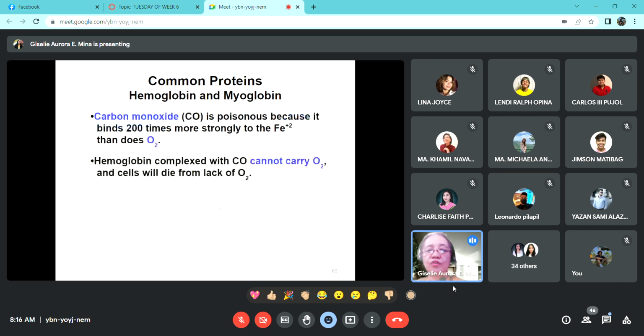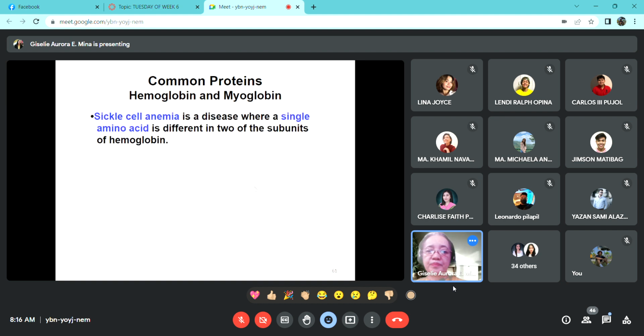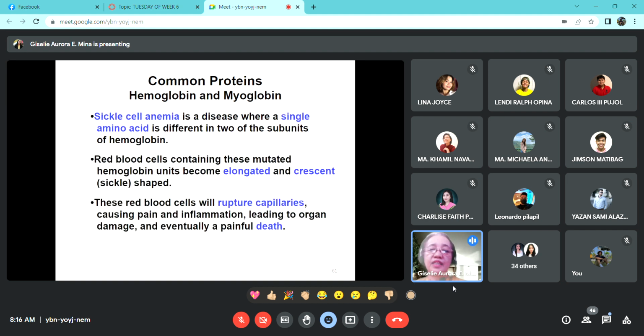Carbon monoxide is poisonous because it binds 200 times more strongly to iron than oxygen does. So a hemoglobin complex with carbon monoxide can no longer carry oxygen, and cells will die from lack of oxygen. Sickle cell anemia is a disease where a single amino acid is different in two of the subunits of hemoglobin. The red blood cells containing these mutated hemoglobin units become elongated and crescent-shaped, known as the sickle shape. These red blood cells will rupture capillaries, causing pain and inflammation, leading to organ damage and eventually a painful death.